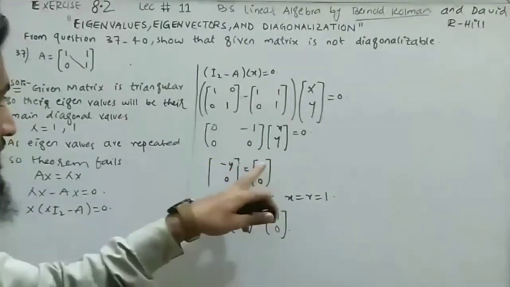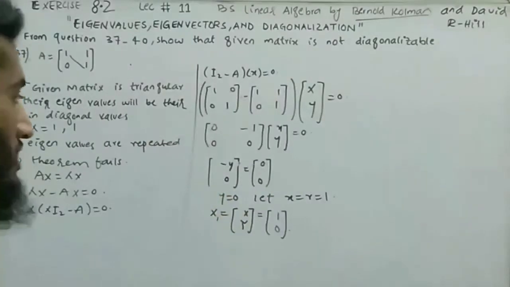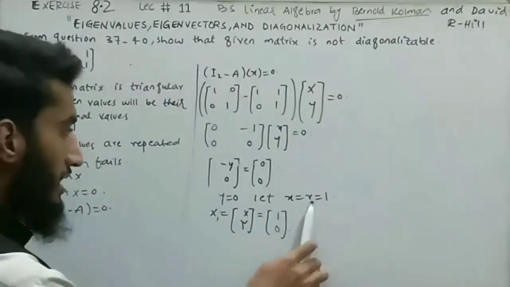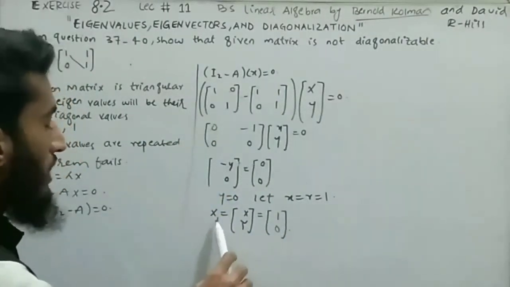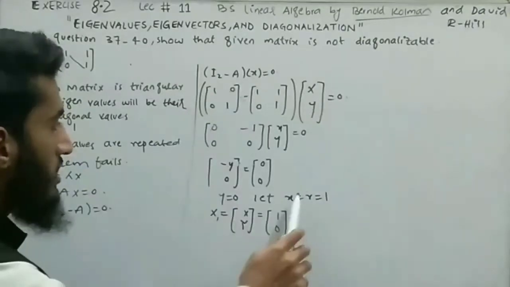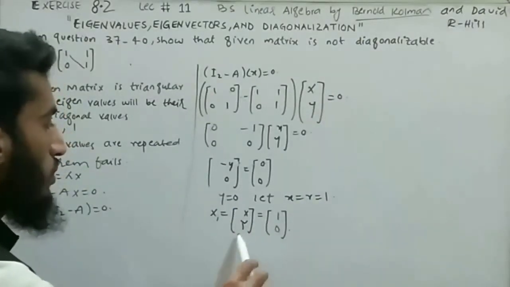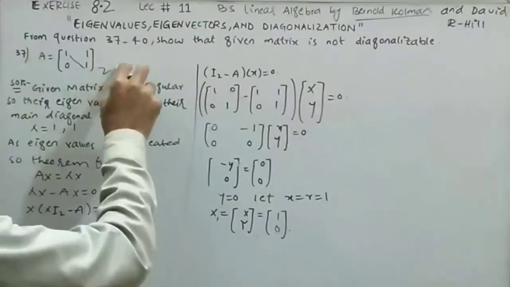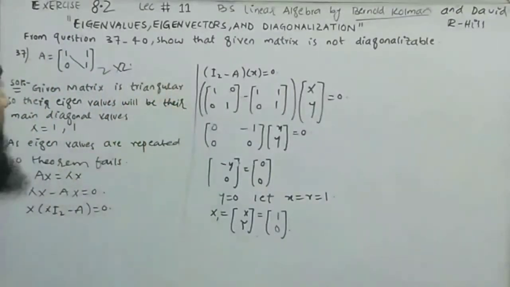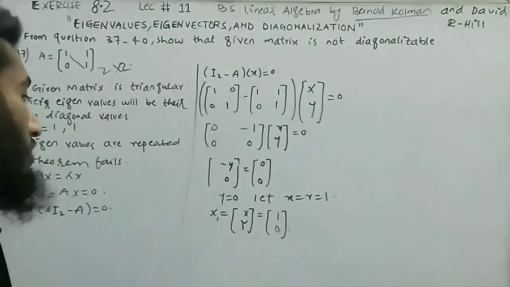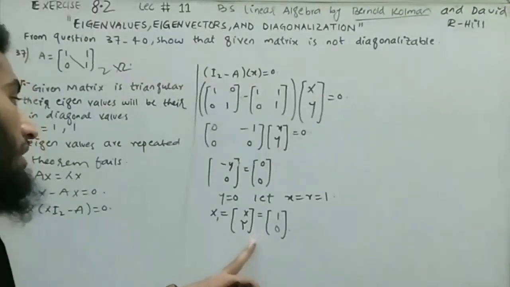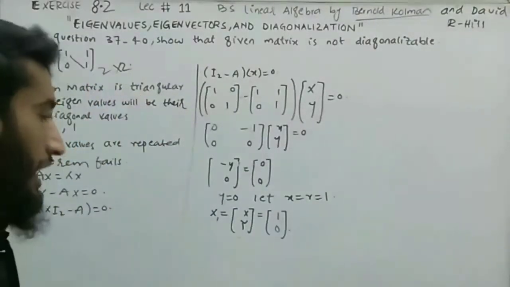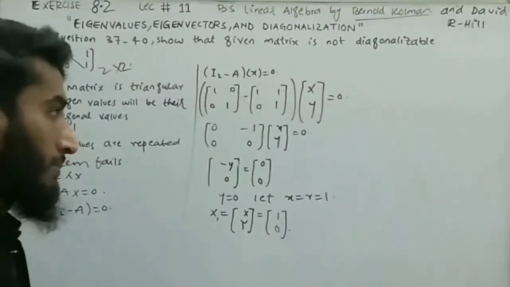From over here y is 0 and x is not given, so let x be an arbitrary constant r equal to 1. So my eigenvector x1 will be (x, y), where x is 1 and y is 0. So over here just one eigenvector is generated. My given matrix is a 2 cross 2 order matrix, which means I need two linearly independent eigenvectors, not one eigenvector. It means the given matrix is not diagonalizable according to this theorem.